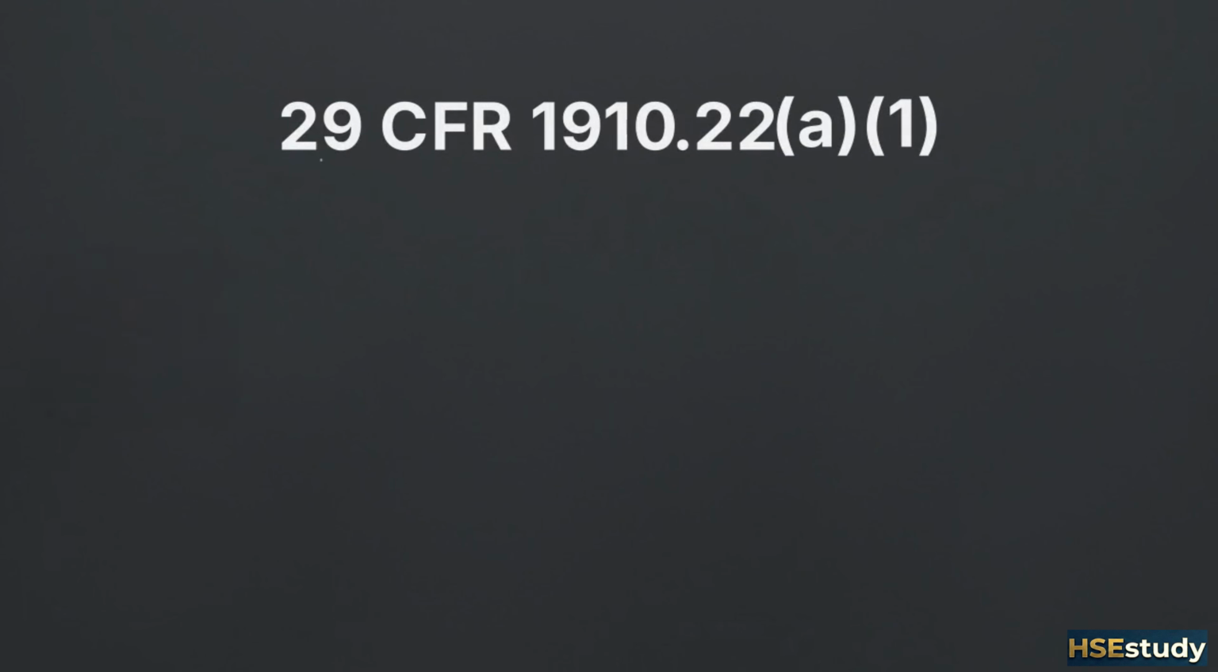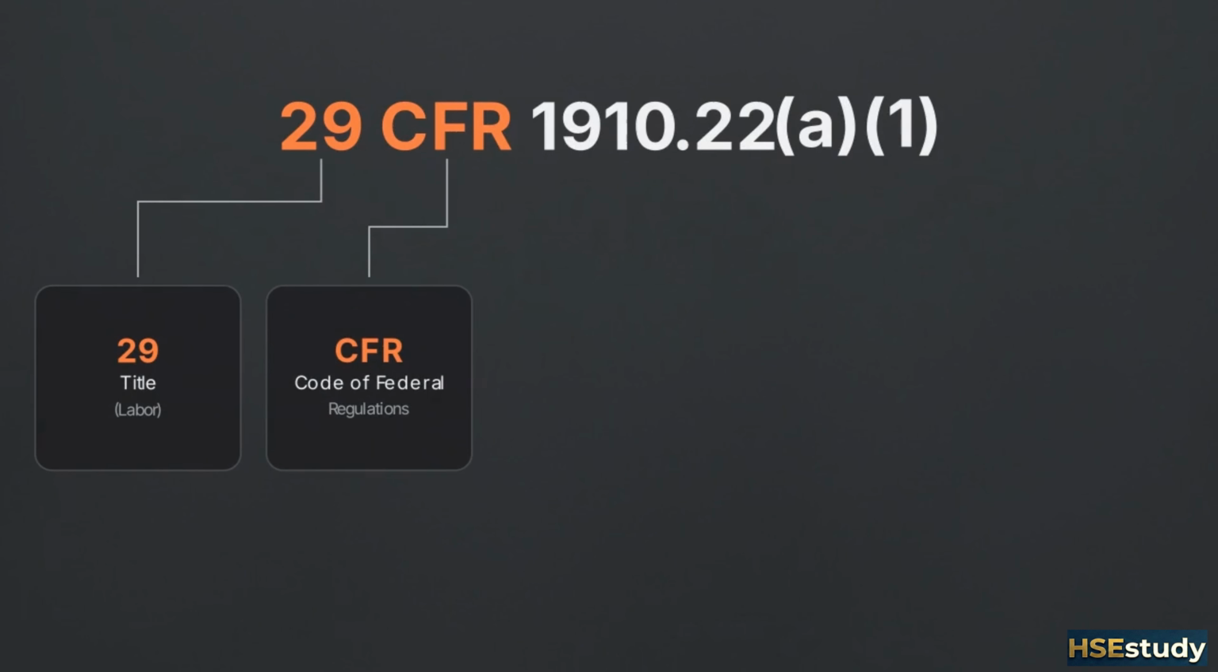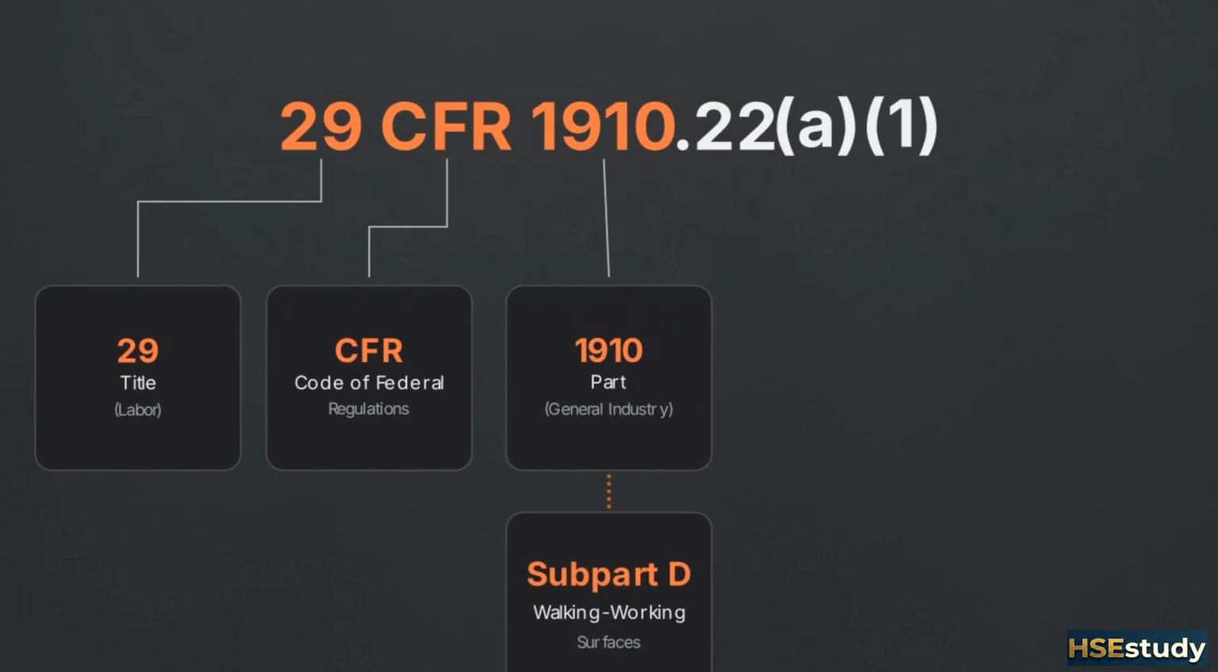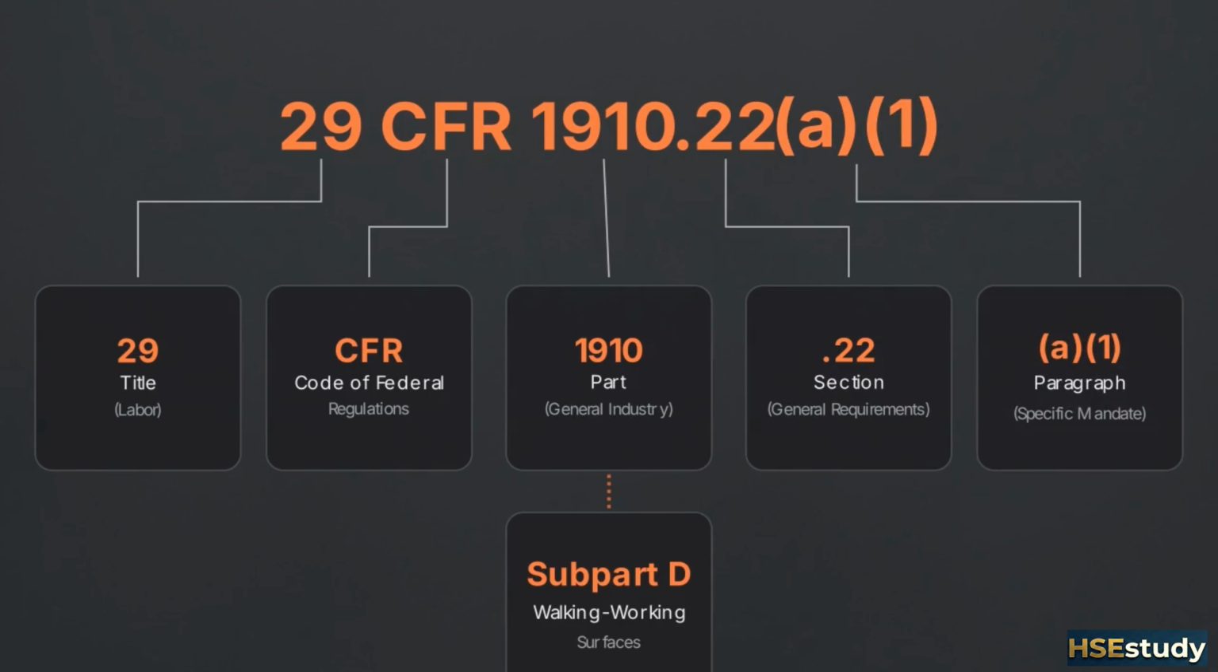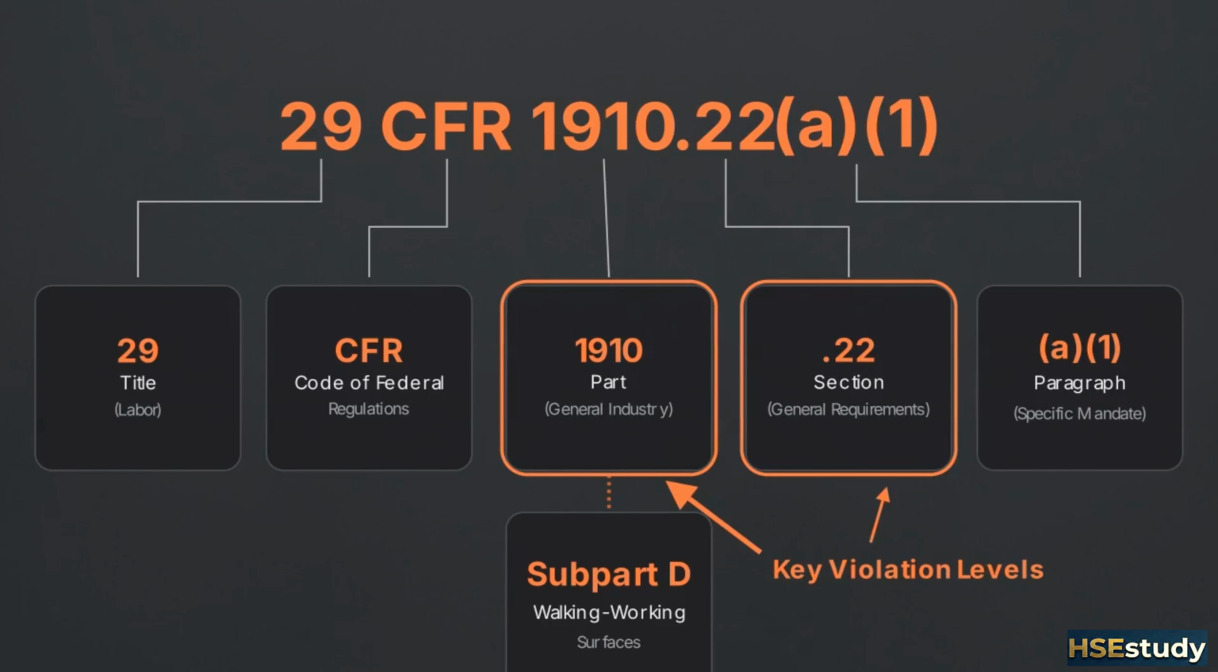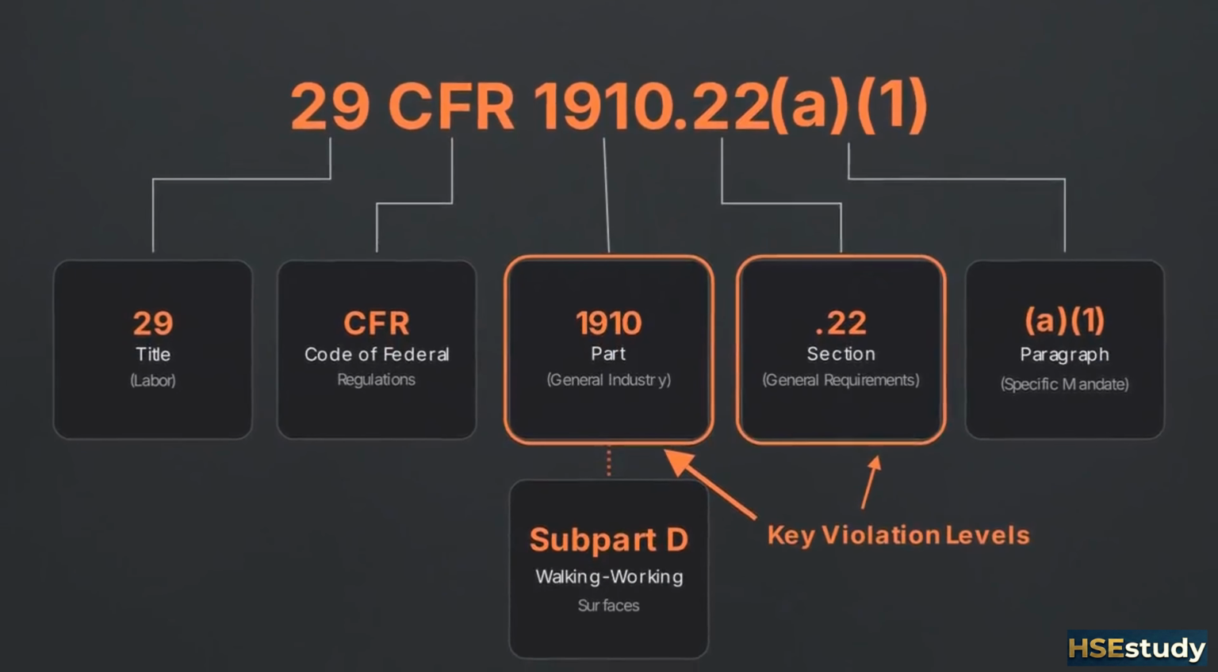The prefix 29 identifies the title for labor, and CFR stands for the Code of Federal Regulations. The part number serves as the industry identifier. In this case, 1910 points to general industry. Subparts denote the broader hazard category. Subpart D, for example, covers walking working surfaces. The specific section number and paragraph letter dictate the exact physical requirement an employer must meet.